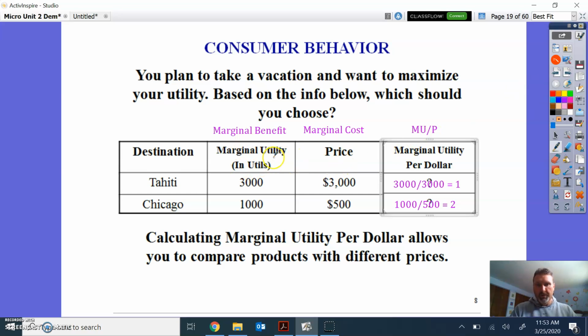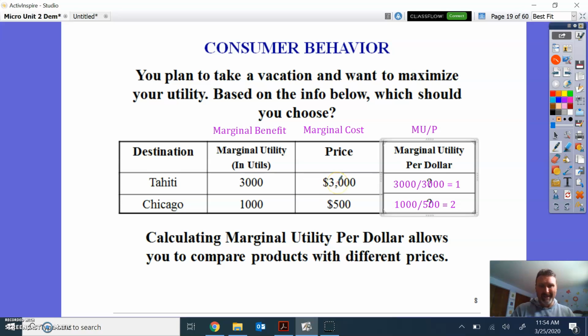So marginal utility, in other words, marginal benefit. Another word for price is marginal cost. So how do we decide which would be the best way to go? It's this term called utility maximization, which is taking the marginal benefit or marginal utility and putting it over top of the price. When you do that, you get marginal utility per dollar spent.